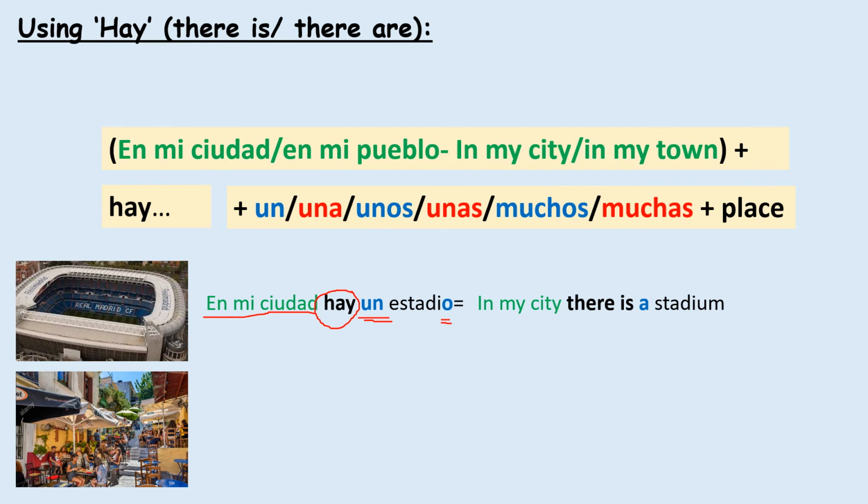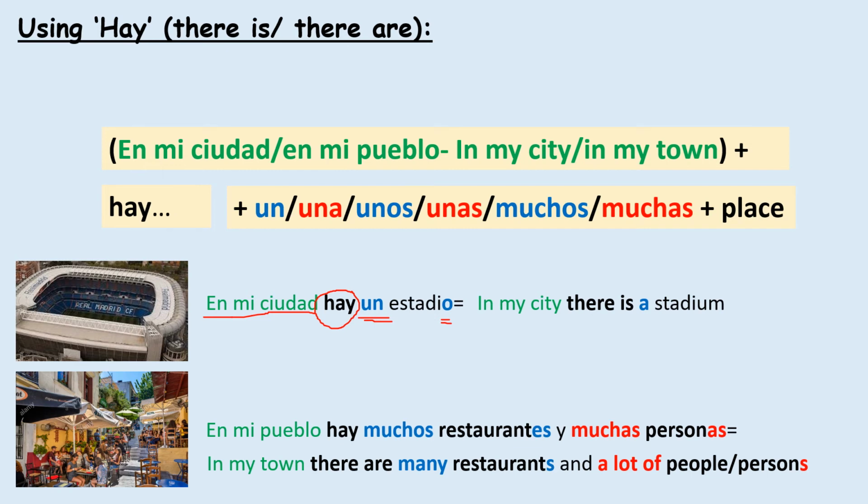Now look at these pictures. There are many restaurants and many people. So I could say something like, en mi pueblo hay muchos restaurantes y muchas personas. In my town, there are many restaurants and a lot of people or persons. So again here, look at the agreements. Muchos and restaurantes agree together. Both words are masculine and plural.